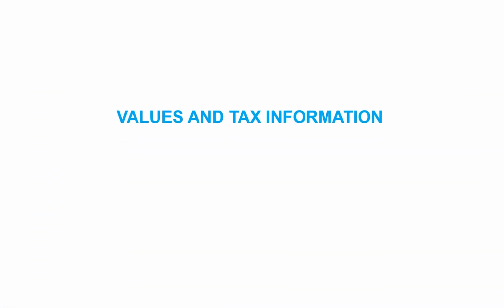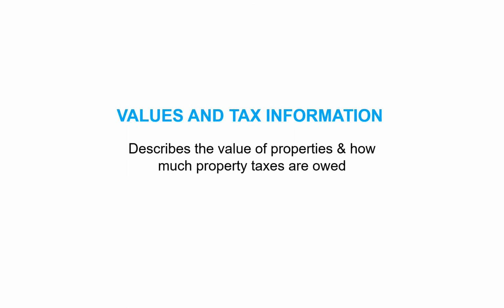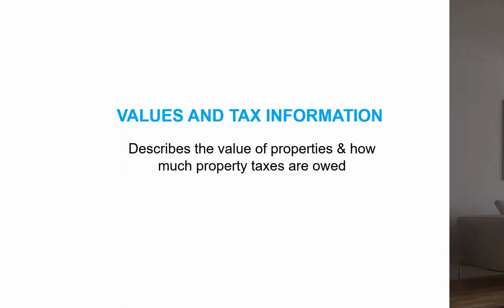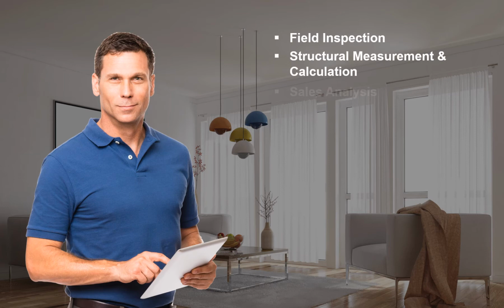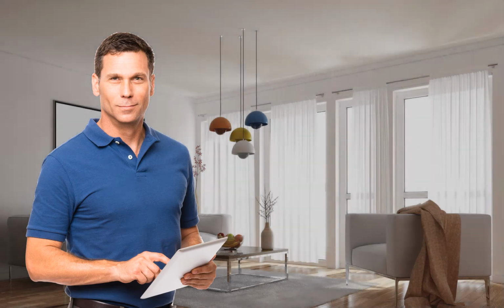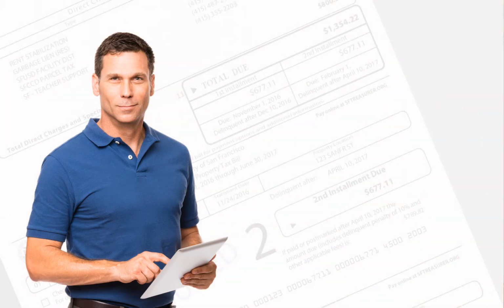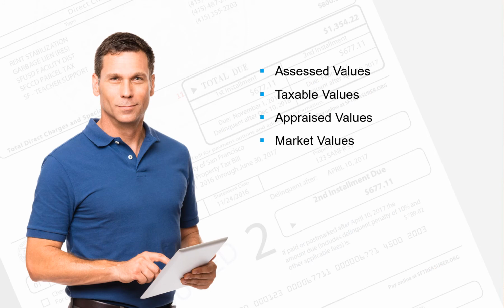And finally, the value and taxes information describes the value of properties and how much property taxes are owed. Assessors determine the value of properties using a variety of methods, such as field inspection, structural measurement and calculations, sales analysis, market trend studies, and income and expense analysis. Depending on a county, different types of values and calculations may be used based on the tax and valuation laws in that particular county. So you may hear values referred to as assessed values, taxable values, appraised values, market values, or full cash values, all depending on what is available from the county.